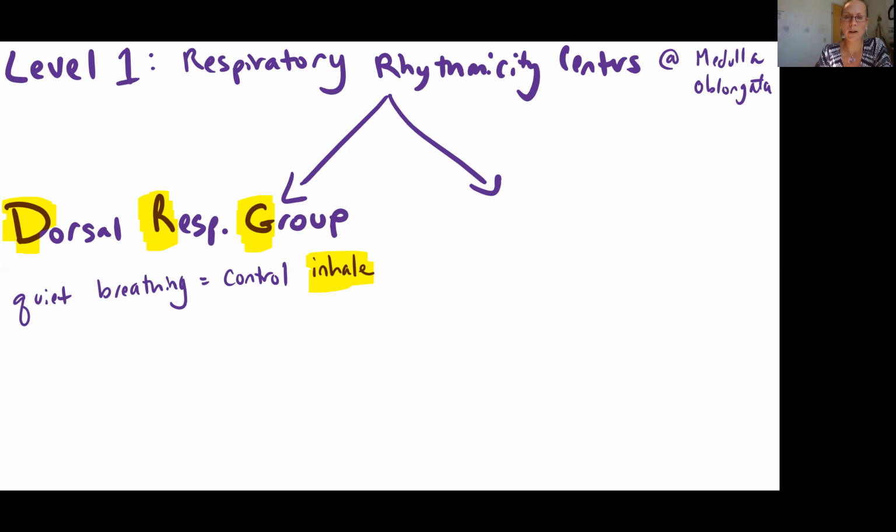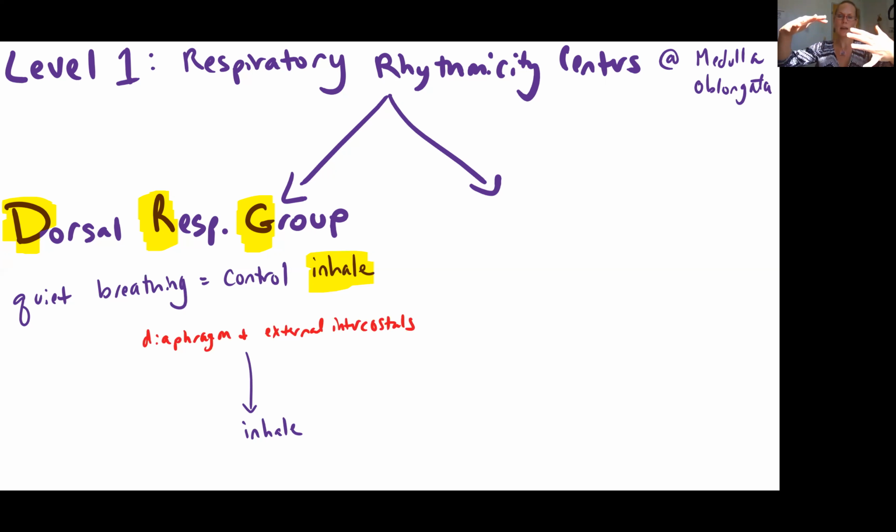So remember, your inhale is triggered by the contraction of your diaphragm and external intercostals. When they contract, the rib cage lifts and the abdominal cavity gets compressed down, increasing the volume of your lungs, decreasing the pressure, pulling air in.